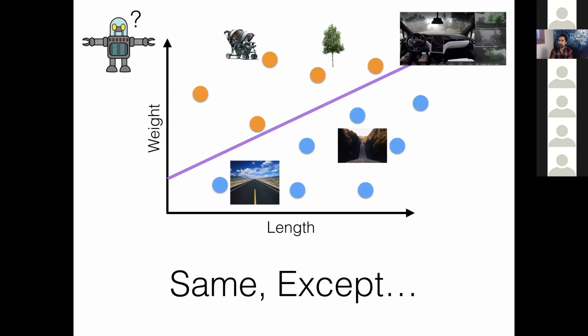What about the self-driving car? Well, kind of the same idea, right? Except instead of lizards and frogs, now we have roads and obstacles. And the algorithms, of course, will be more sophisticated, but the idea is kind of the same.